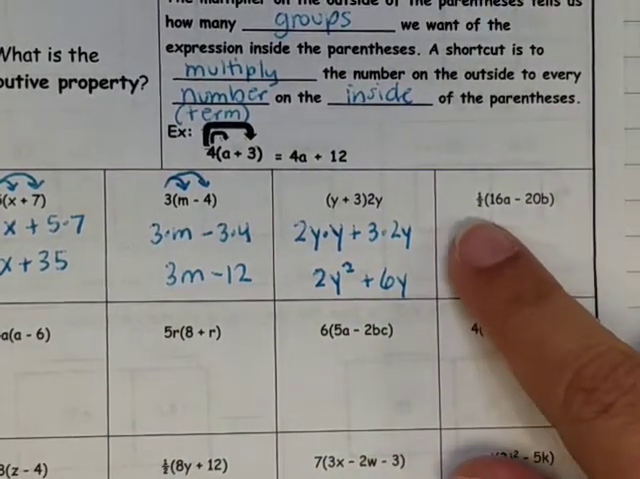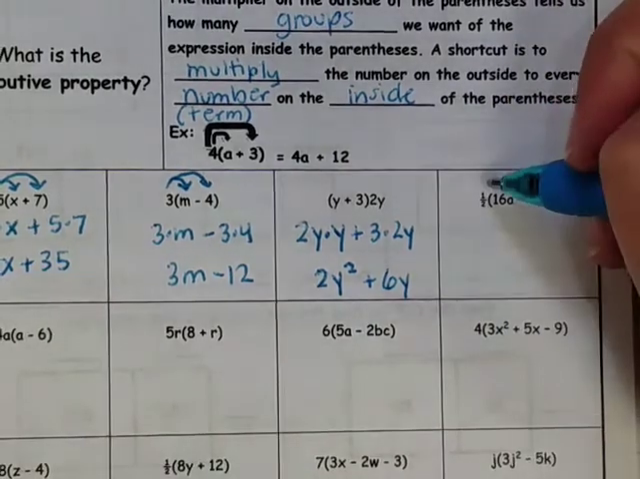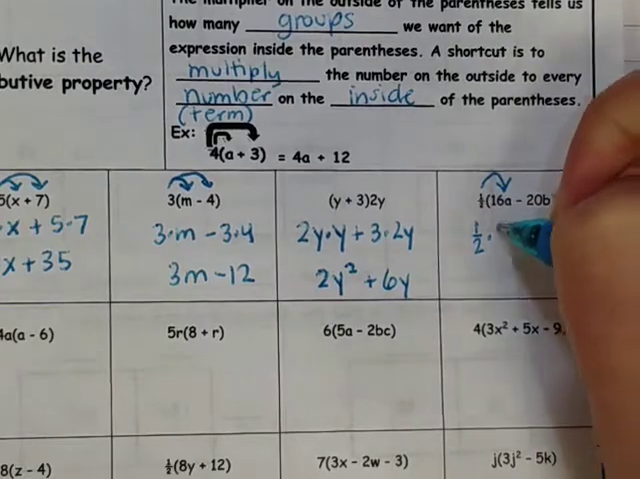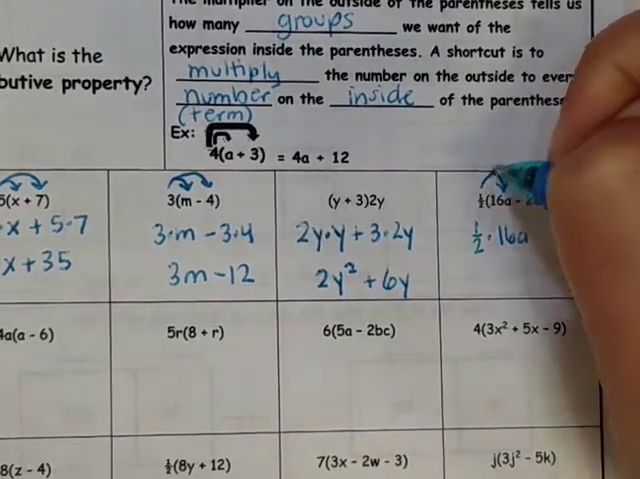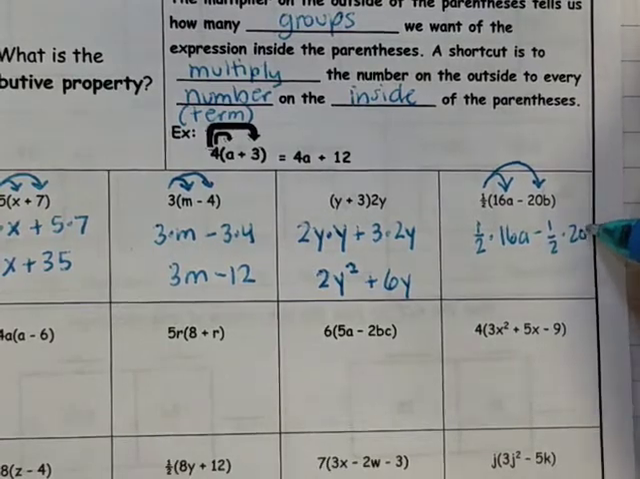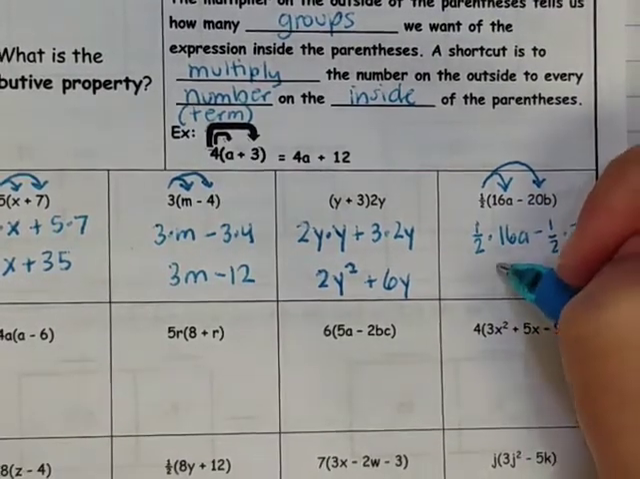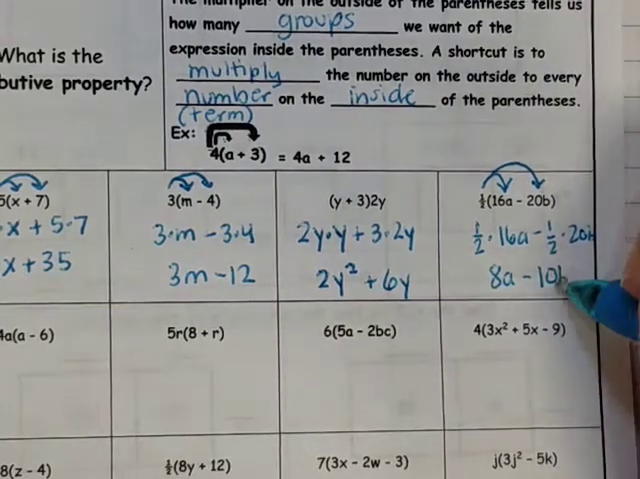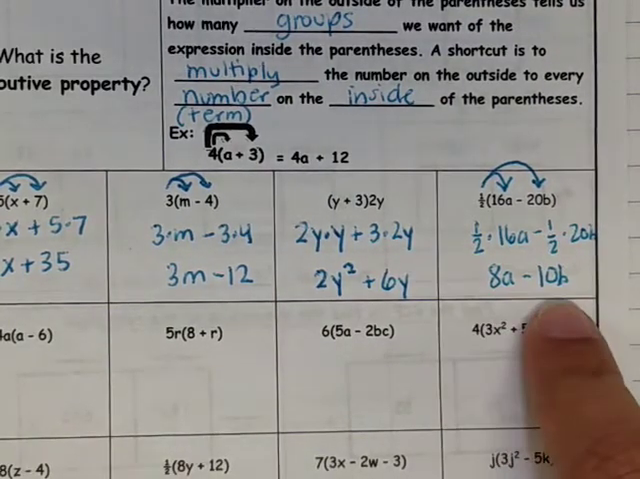All right, over here, even with fractions, you still distribute. So 1/2 times 16a and 1/2 times 20b. 1/2 times 16 is 8. 1/2 times 20 is 10. And your final expression is 8a minus 10b.